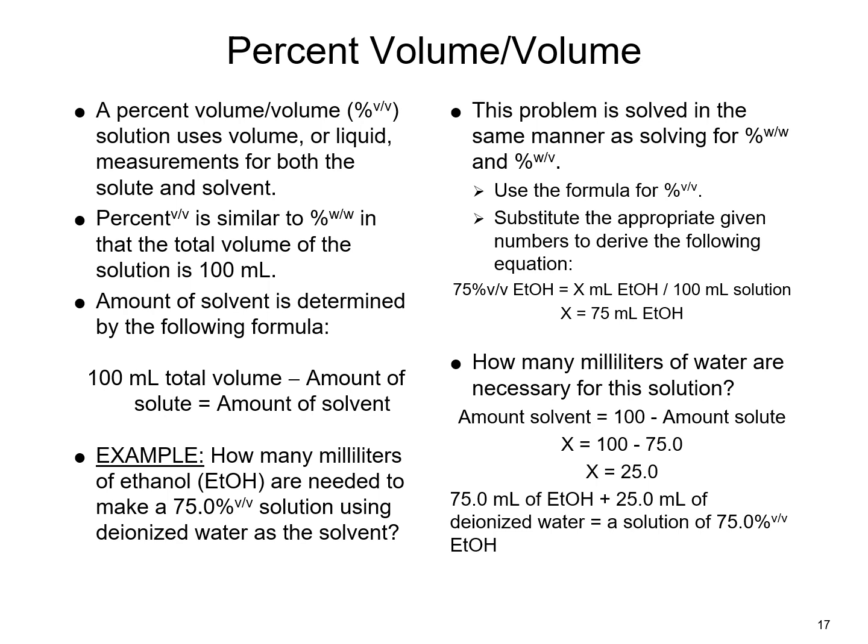So then we need to know how many milliliters of water are necessary to finish making the solution. The amount of water that we need is going to be determined by the amount of solvent, which is going to equal 100 minus the amount of solute. We know that we need 75 mLs of the ethanol, so we take that from the total volume, which means we need 25 mLs of deionized water mixed with the 75 mLs of ethanol to give us a 75% volume per volume of that ethanol.